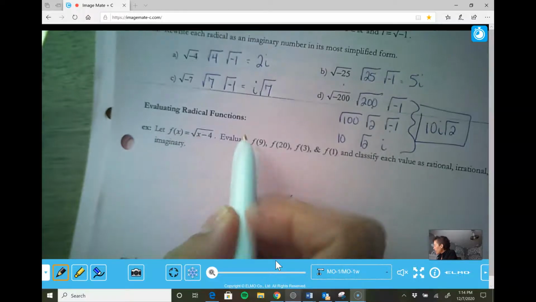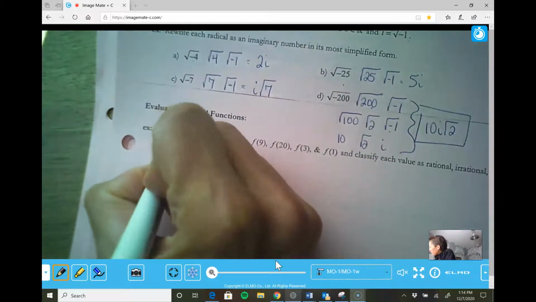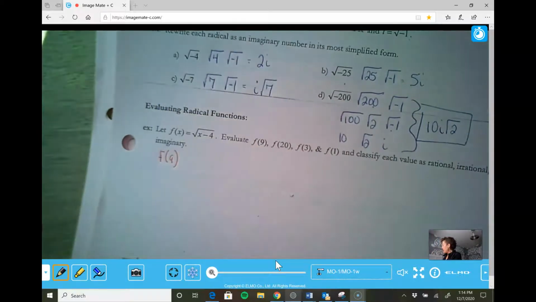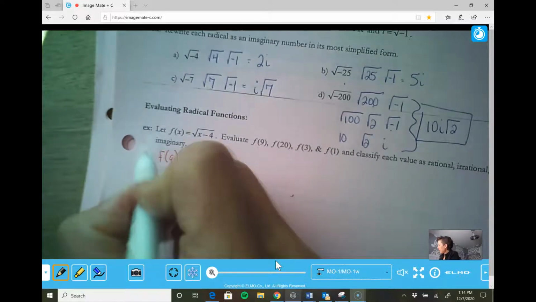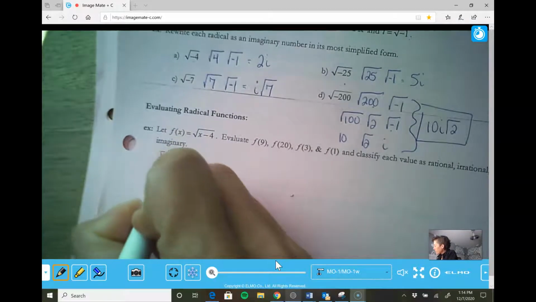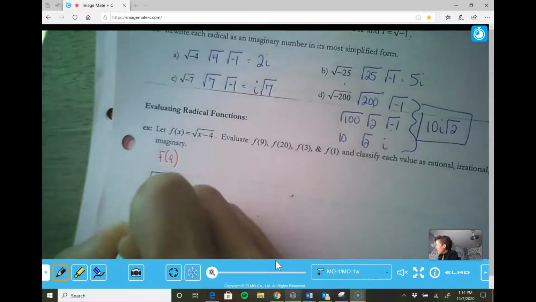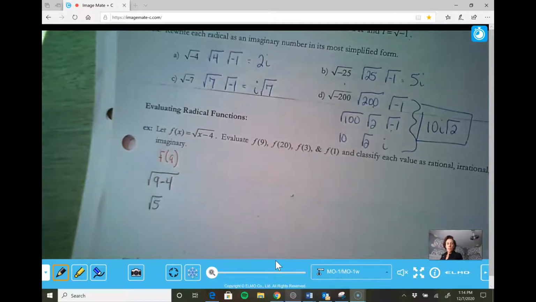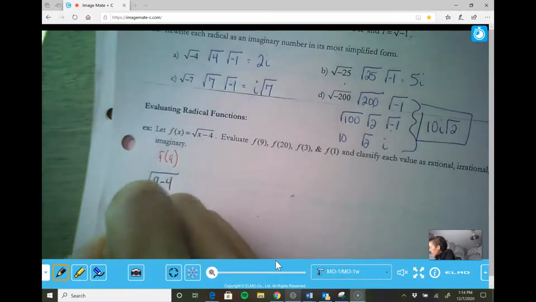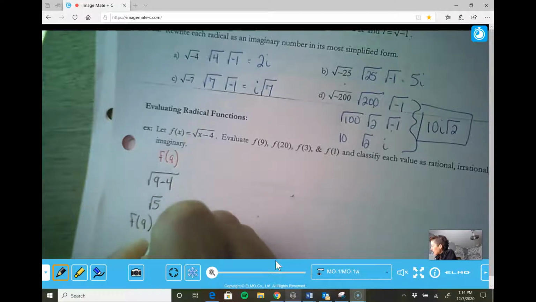So let's just start with f of 9. That just means I'm going to take 9 and put it into my function. And when I do that, I get the square root of 5. And there's nothing I can do with the square root of 5. There are no factors, so this is as good as it's going to get. So I'm going to write my answer like this. My function, when x is 9, I get the square root of 5.